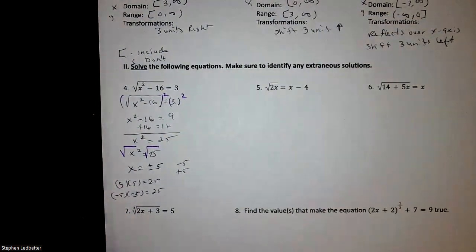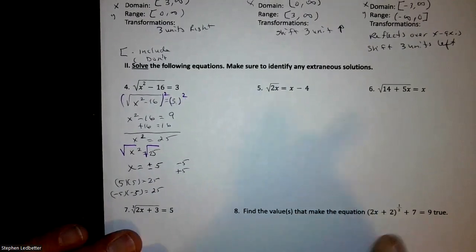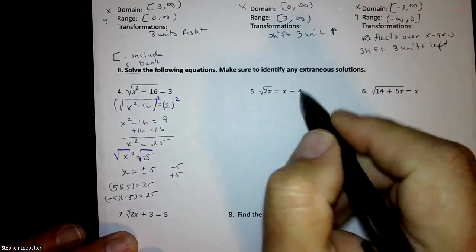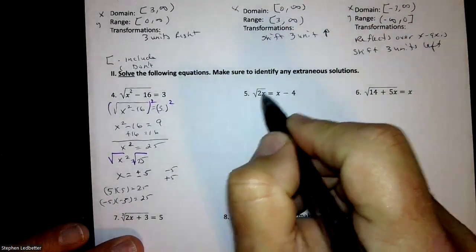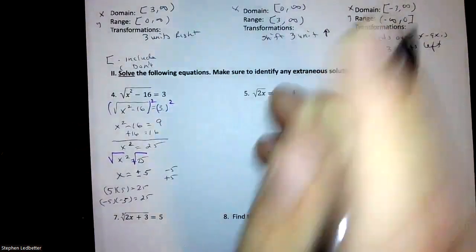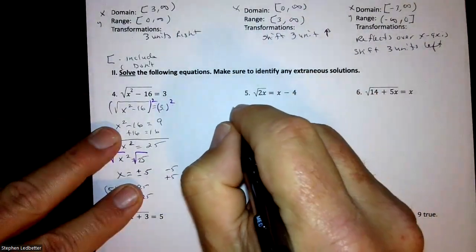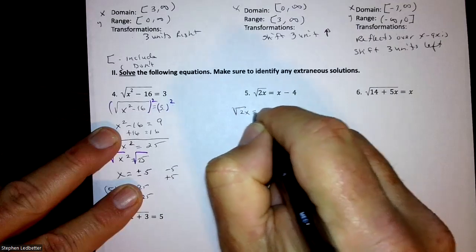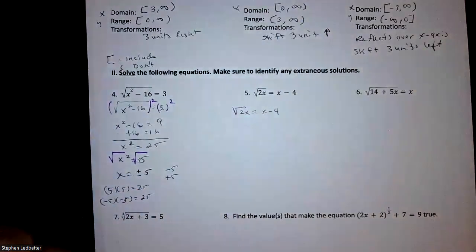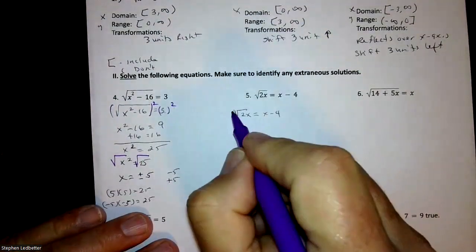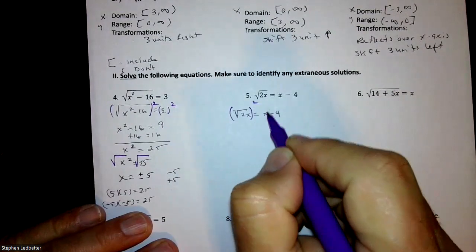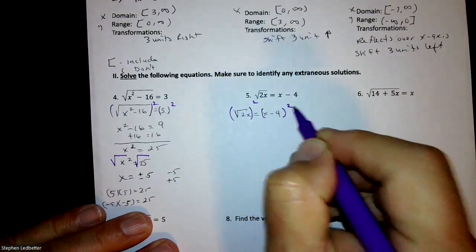Let's go to the next one. We want to do the same thing. We want to do the square to both sides. So I'm going to write the problem down so you can see it. I'm going to get rid of that, so I'm going to do the square to both sides. Now notice this, I'm going to do all of this with the square.